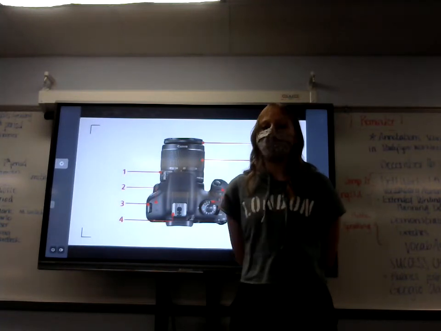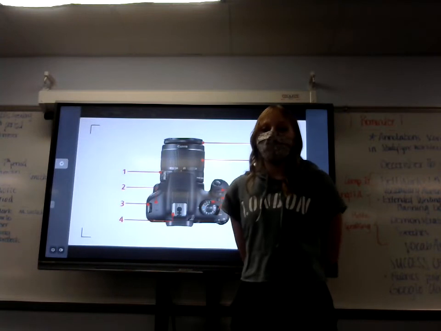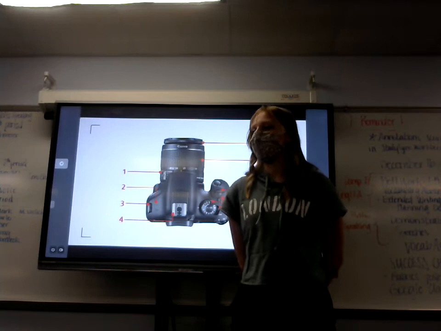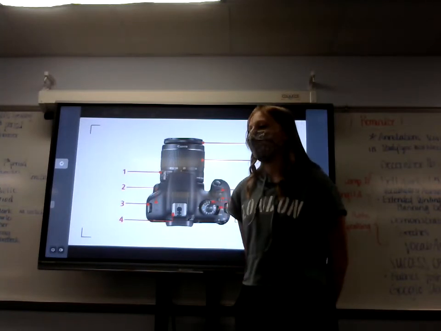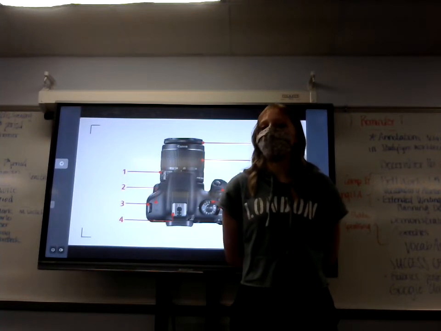Number 2 is the speaker. Number 5 is a power switch, or how you turn the camera on and off. Number 6 is the mode dial. By rotating the dial, you can pick the settings for your desired photo. Number 7 is the flash button. Number 8 is the main dial. By rotating this dial, you can adjust the shutter speed, or the speed at which the camera takes photos.